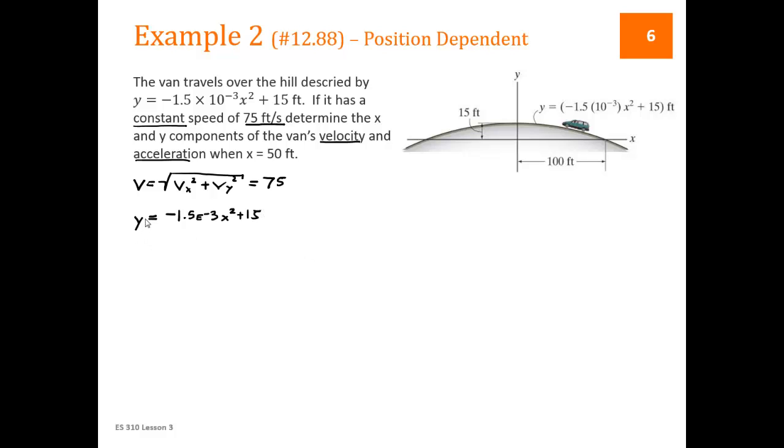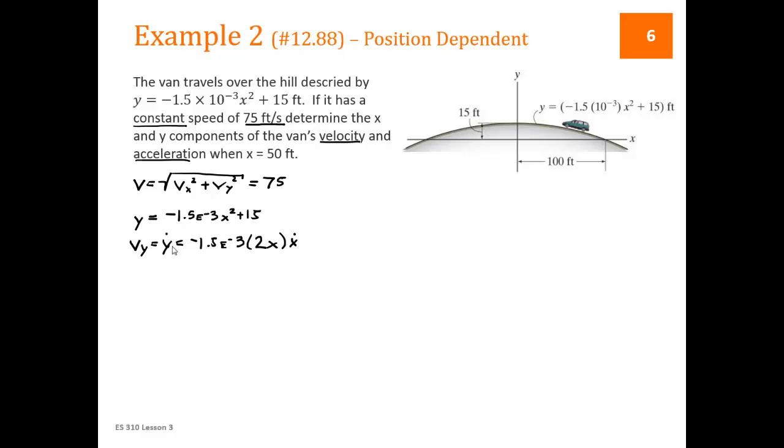So let's take the time derivative of y. That would give us vy, right? So vy is equal to y dot, the time derivative. So this is x. x is a function of time, so we need to use the chain rule here in order to find the time derivative. So we have negative 1.5 e to the negative 3, that sits out front. It's a constant. What is the time derivative of x squared? Well, the outer derivative of x squared is 2x. The inner time derivative of the x is x dot. And the time derivative of 15 is 0.